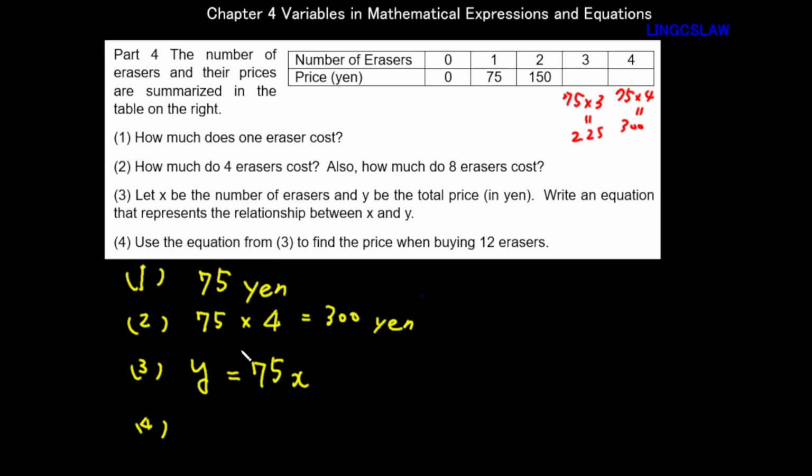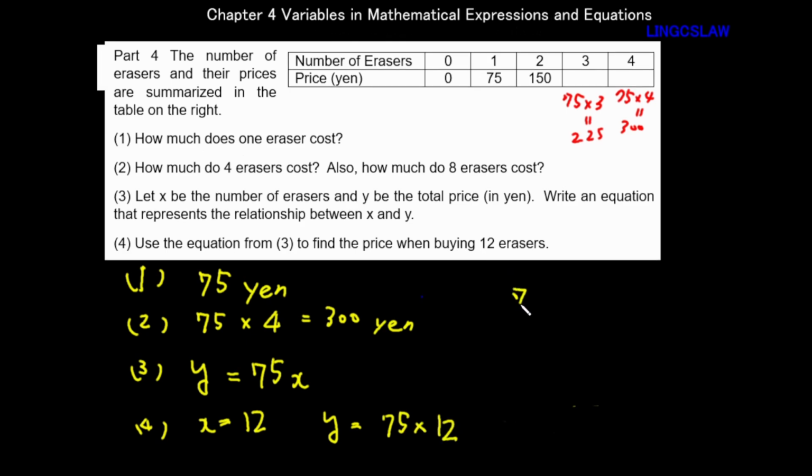Number 4. Use the equation from 3 to find the price when buying 12 erasers. So x equals 12. Therefore, y equals 75 times 12. 75 times 12 equals 900. So the answer is 900 yen.